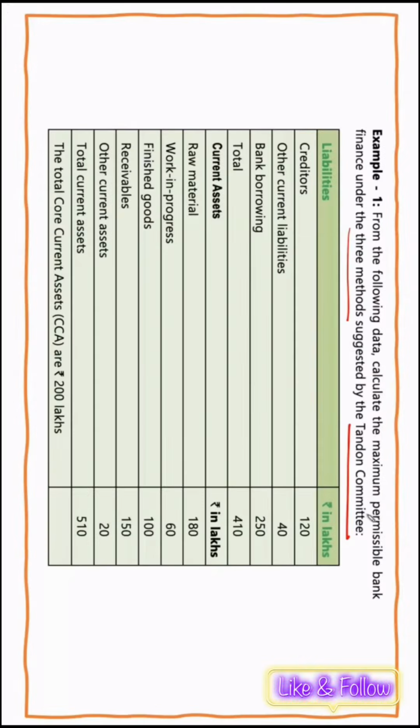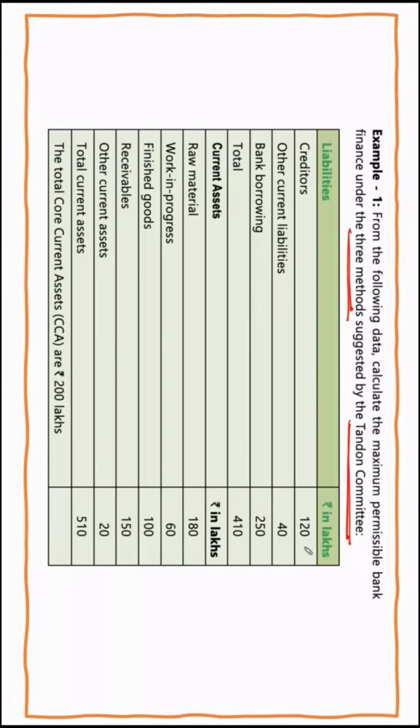From the following data, we have to calculate maximum permissible bank finance under three methods suggested by Tandon committee. Even though there are three methods, only the first and second method are in practice. Third method is considered very stringent, so it is not in practice now.